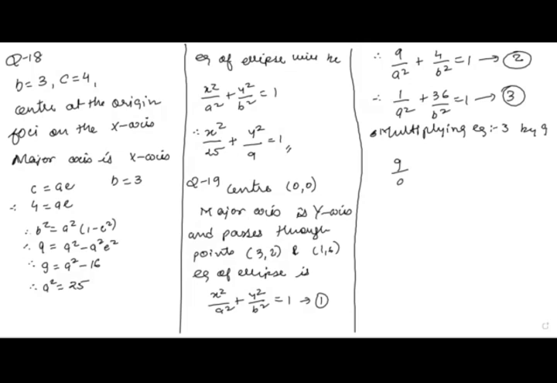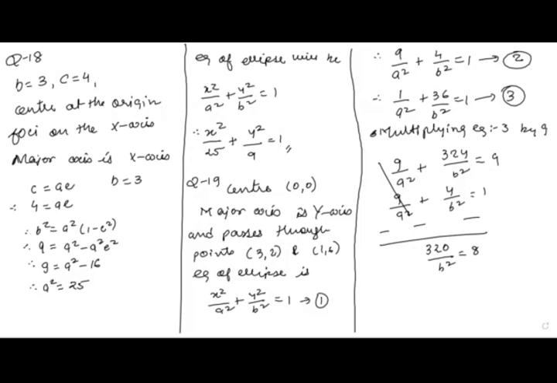So 9 by a square plus 324 by b square is equal to 9, and 9 by a square plus 4 by b square is equal to 1. Subtracting this equation, I will have 324 minus 4 will give me 320 by b square is equal to 8. Cross multiplying, I will have the value of b square as 40.